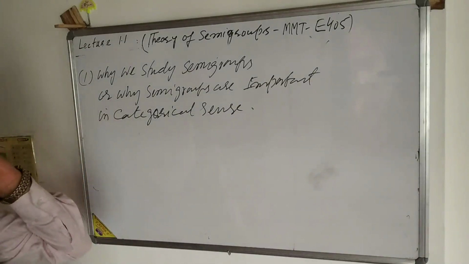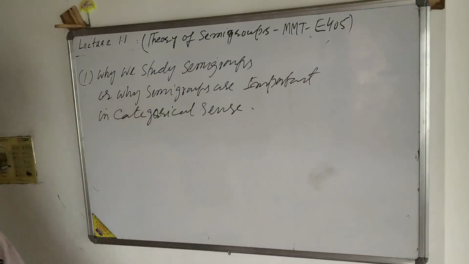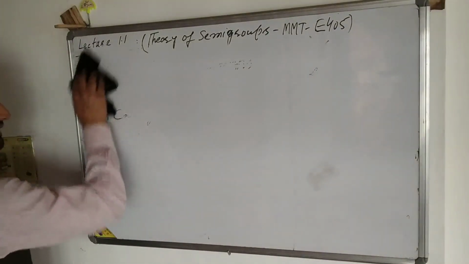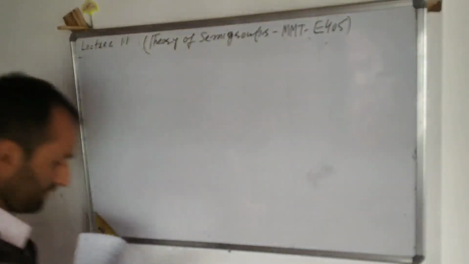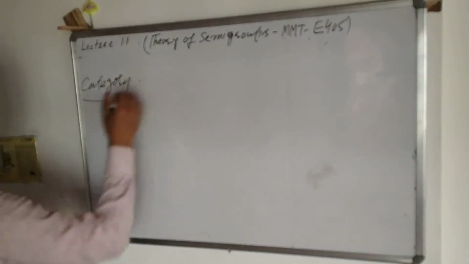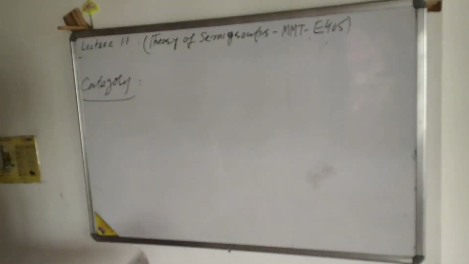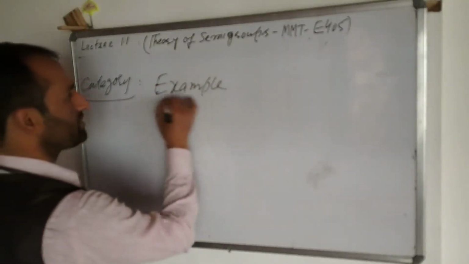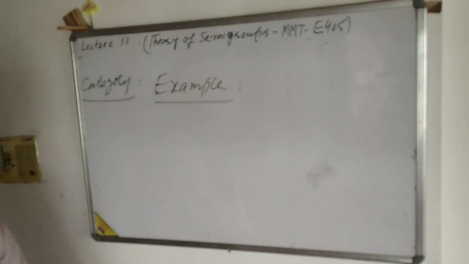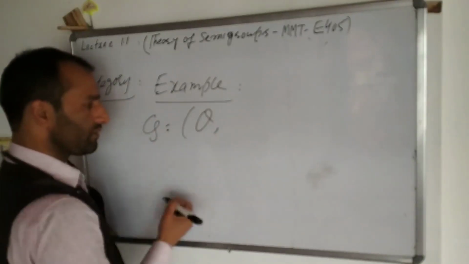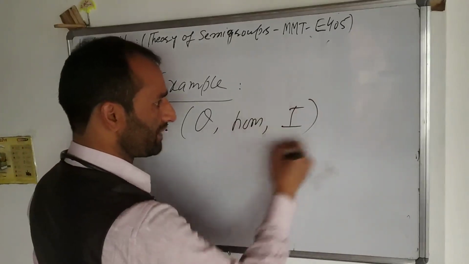So, in order to explain why it is important in category, I would like to first introduce category. Let me introduce to you what we mean by a category. In this regard, I will first take an example of a category, which is very important. Then we formally define category. So first I will explain this concept with the help of an example. Okay, concept of category. So let's take this triplet O, hom and I.